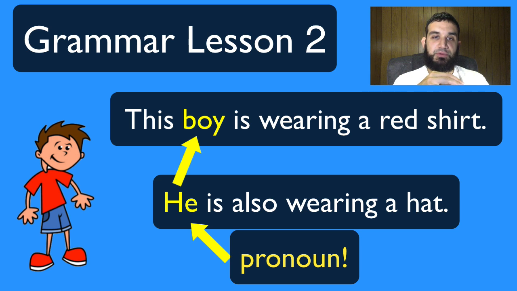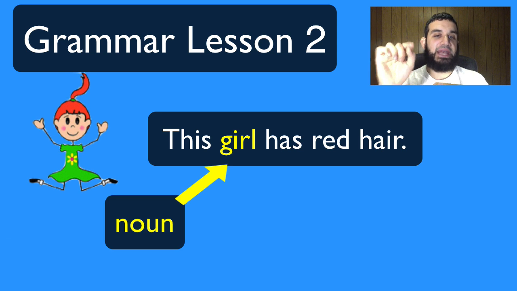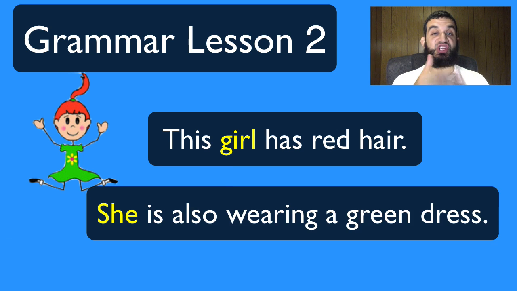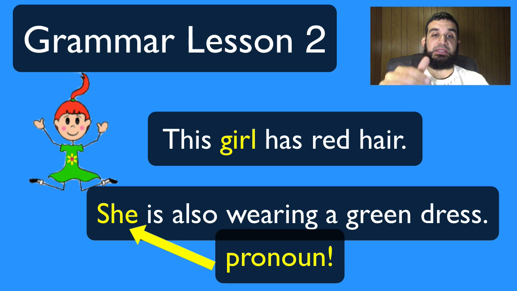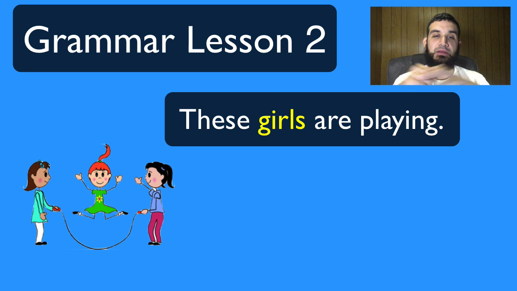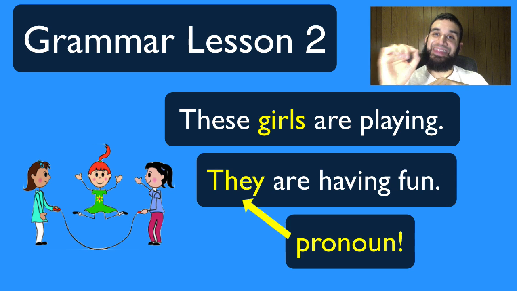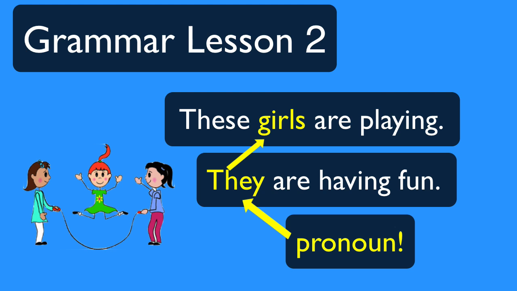Let's look at another example. You might say, "This girl has red hair," and the word girl is a noun when you say this sentence. If you add another sentence to that, you might say, "She is also wearing a green dress." She is a pronoun in this second sentence because it takes the place of the noun girl. In another example, you might say, "These girls are playing," and girls is a noun in that sentence. If you add another sentence to it, you might say, "They are having fun." They is a pronoun because it takes the place of the noun girls.